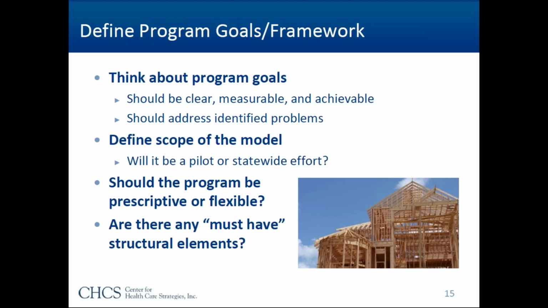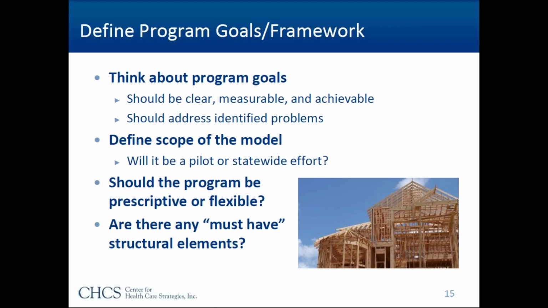After you take a look at the environment, you can define the program goals and framework. You don't want to start from the bottom. When you're building a house, you lay the foundation, you have a structural framework. It's a very stepwise process. You don't construct the bathroom fully on the second floor and then start building other parts under it. There's a very specific way to do it. And this is a good model for building an ACO program as well.